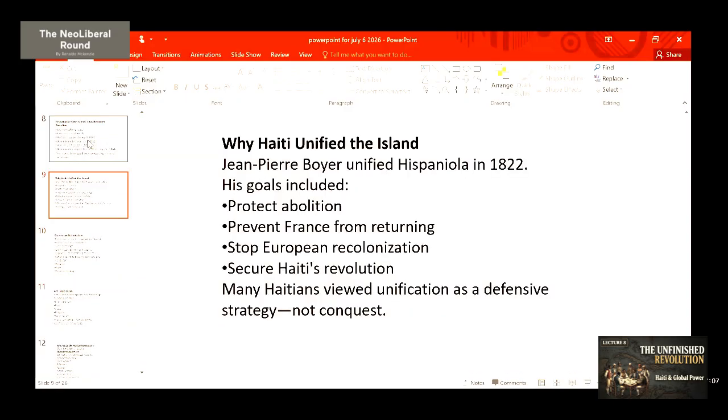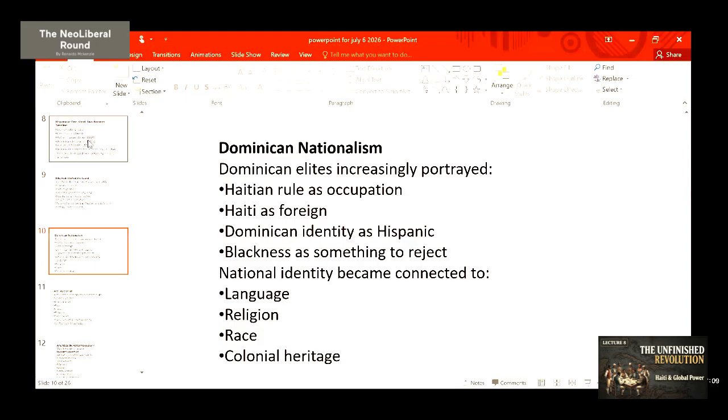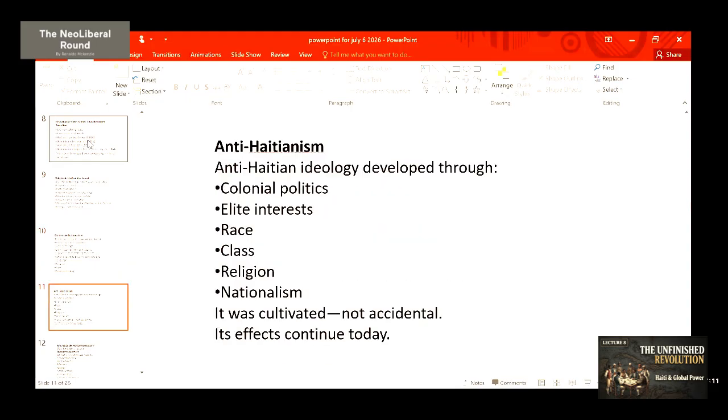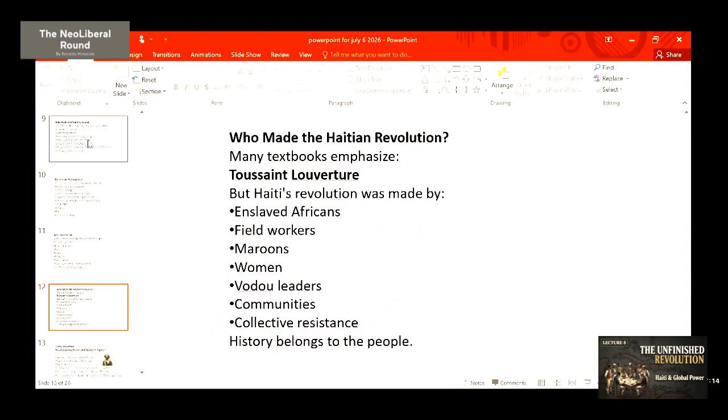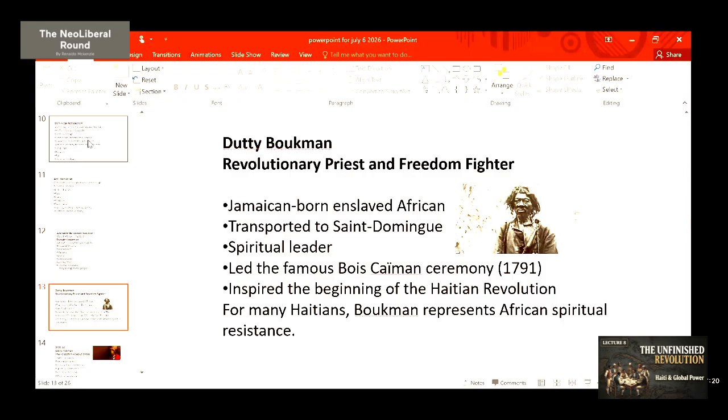That was when they planned the revolution, when they came together and planned it. Who made the Haitian Revolution? That's coming up. Notice that's a picture of Dutty Boukman, revolutionary priest and freedom fighter, a Jamaican-born enslaved African transported to Saint-Domingue, a spiritual leader. He led the famous Bois Caïman ceremony in 1791. That's when they planned the revolt and the uprising.